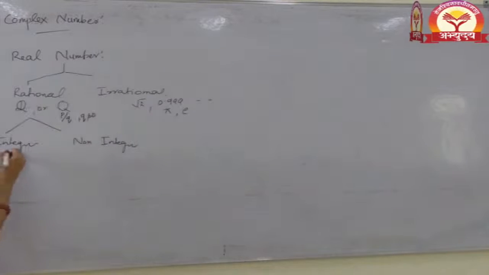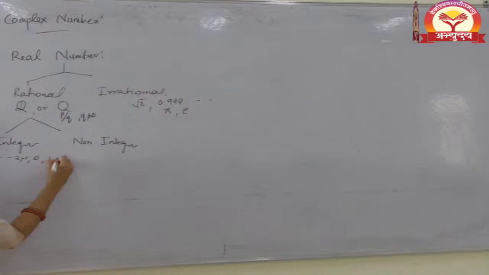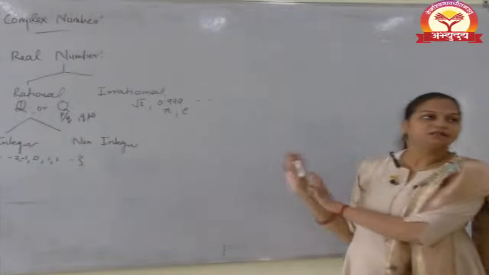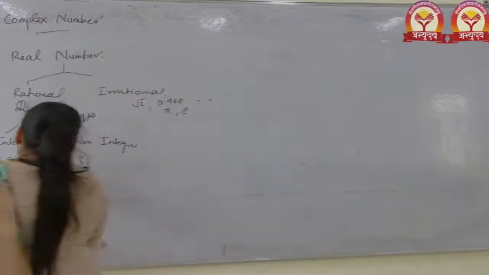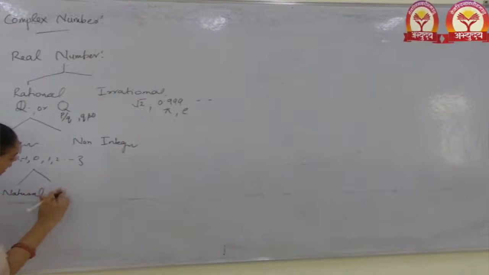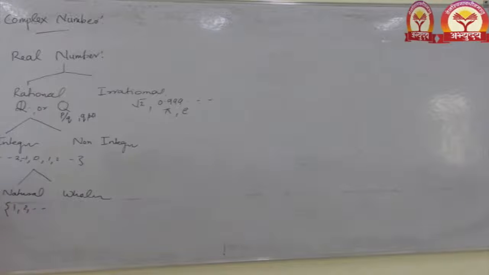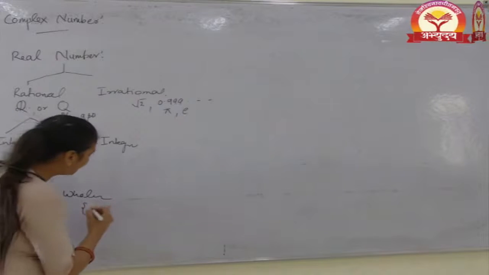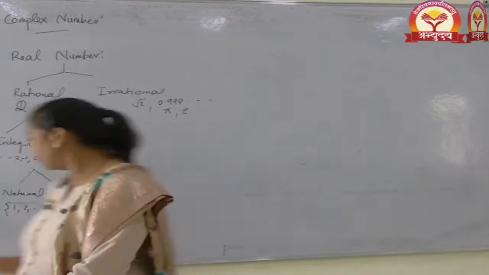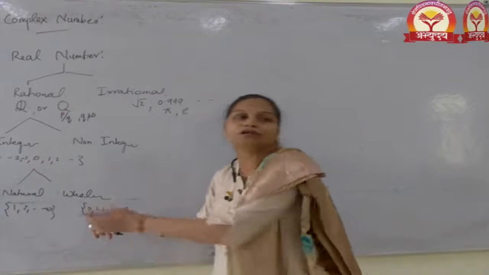Integer is what? All positive and negative whole numbers, like -2, -1, 0, 1, 2 and so on. Non-integers are all other numbers. Integer can also be categorized in two parts, that is natural number and whole number. Natural means 1, 2, 3, starting from 1 to infinite, and whole number starts from 0, 1, 2 and so on. The difference is that whole numbers contain only 0 extra from natural numbers.